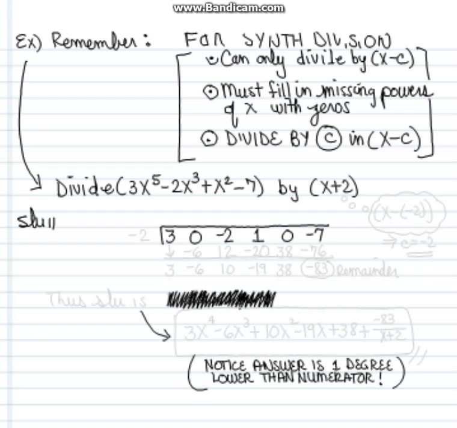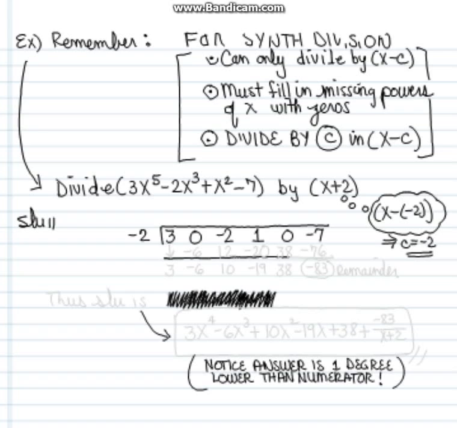Now, what number do we put out in front? We put the c number out on the left side. But what is c? We have to divide by x minus a number. We're dividing by x plus a number, so we rewrite that as x minus a negative 2. That implies the c value is the negative 2. That's the number that goes out on the left. Now, we're going to leave a little space and make a line and bring down the first number.